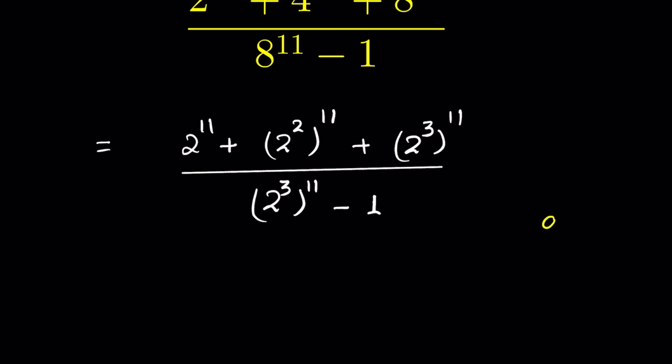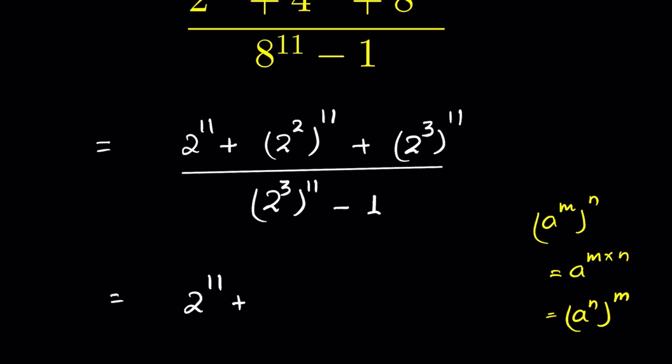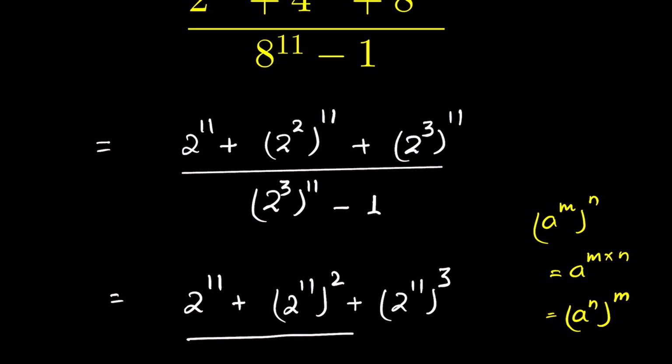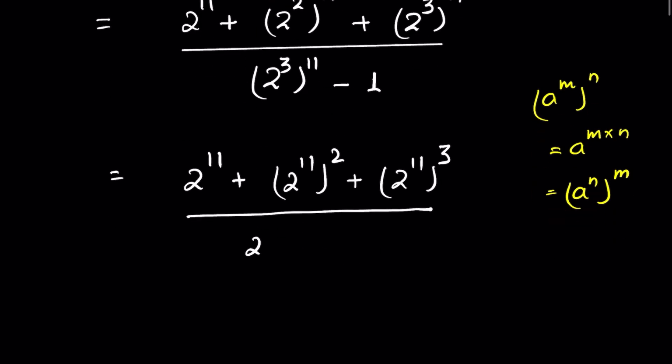Now when a raised to the power m whole to the power n, it is equal to a to the power m times n, and this we can also write as a to the power n whole to the power m. So here we can write 2 to the power 11 plus 2 to the power 11 whole to the power 2 plus 2 to the power 11 whole to the power 3 upon 2 to the power 11 whole to the power 3 minus 1.